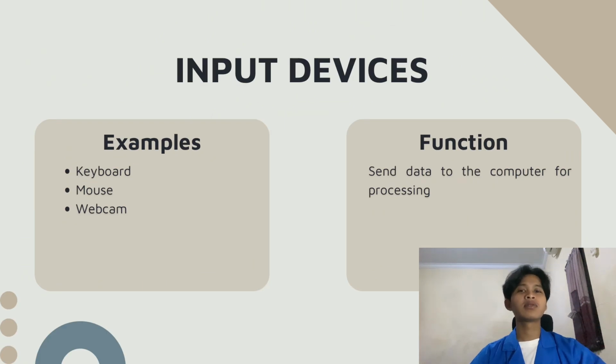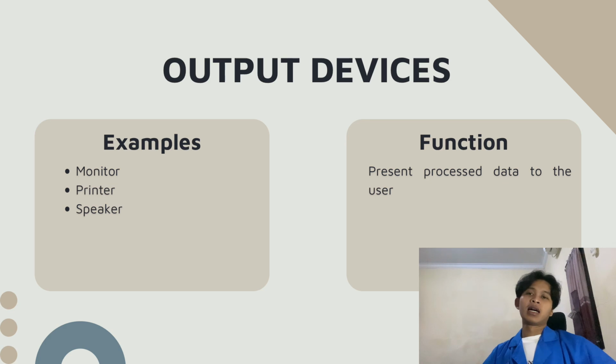Input devices are used to send data into the computer. Examples include the keyboard for typing, the mouse for navigation, scanner for capturing images, and webcam for video input. On the other hand, output devices display or present the results of the computer process. Common examples are monitor, which shows images or text, printer for producing hard copies, and speaker for audio output.